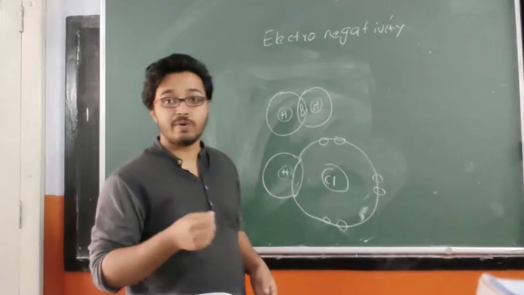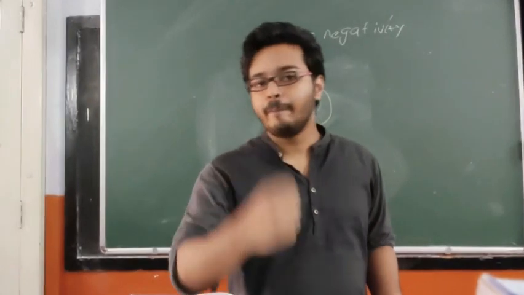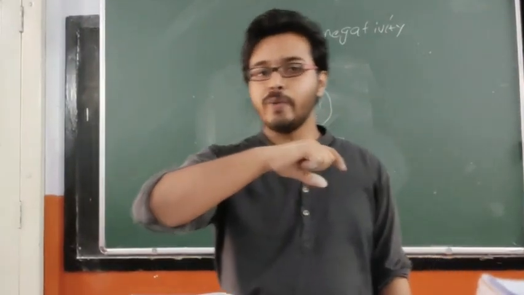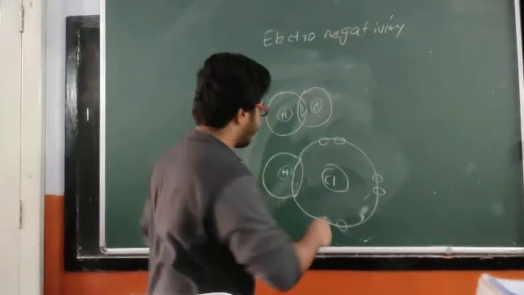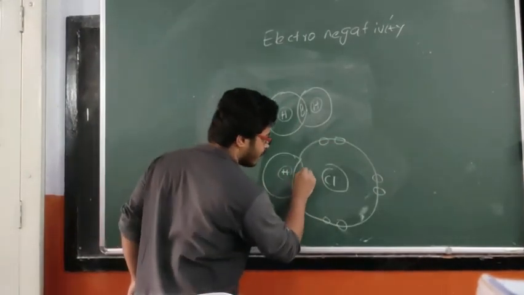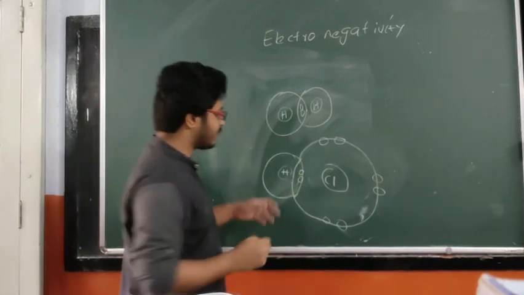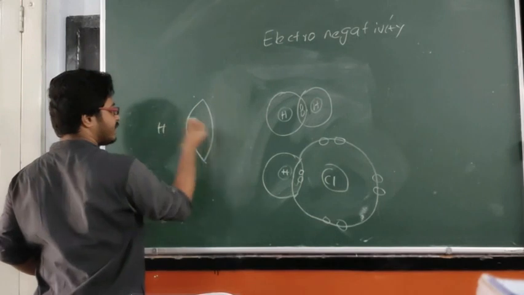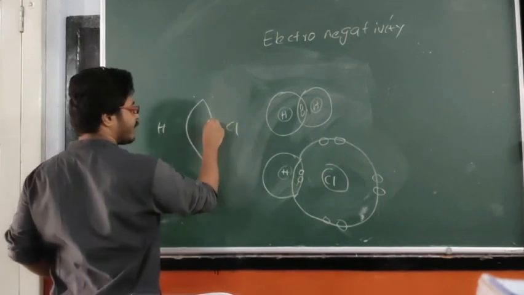In other words, chlorine has more electronegativity, which means it has the power to attract the bonded pair of electrons towards its side. So if I enlarge it, it will be like this: here is the hydrogen nucleus, and here will be the chlorine nucleus.